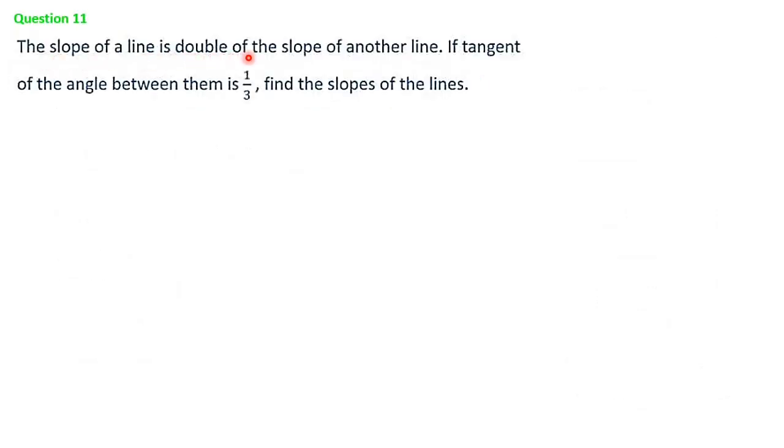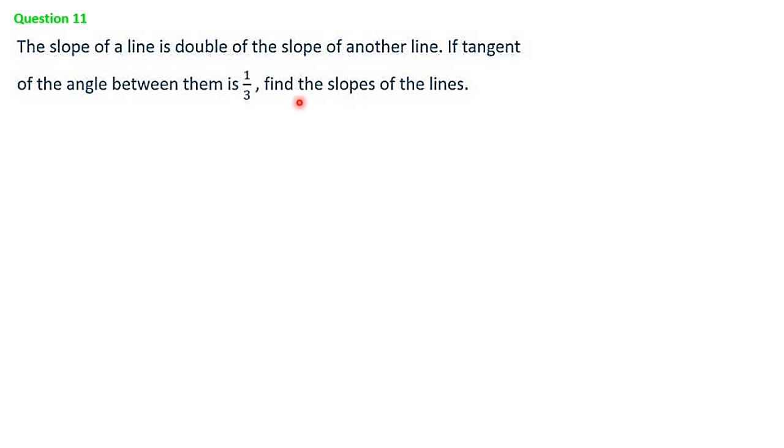Next we shall discuss question number 11. The slope of a line is double of the slope of another line. If the tangent of the angle between them is 1 by 3, find the slopes of the lines. Here the relation between the slopes of the two lines is mentioned: one slope is double of the other slope. If theta is the angle between the lines, then tan theta is 1 by 3. Find the slopes of the lines.